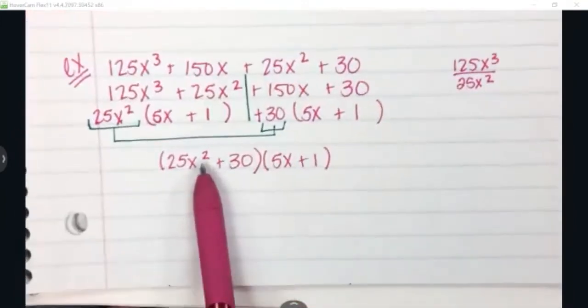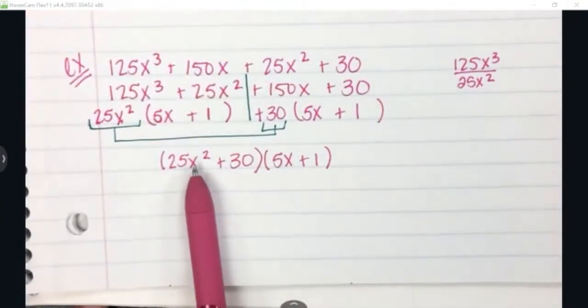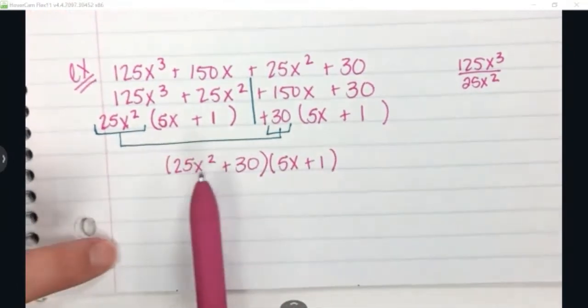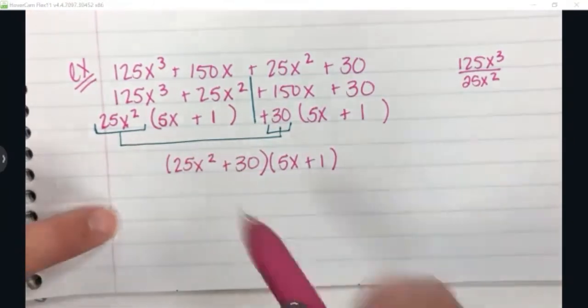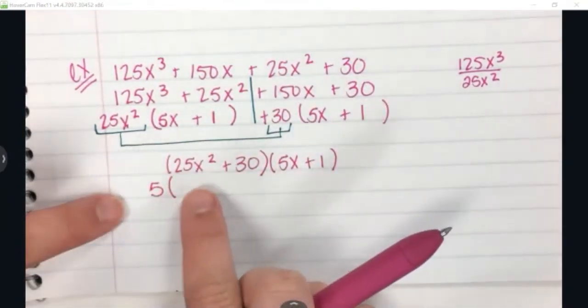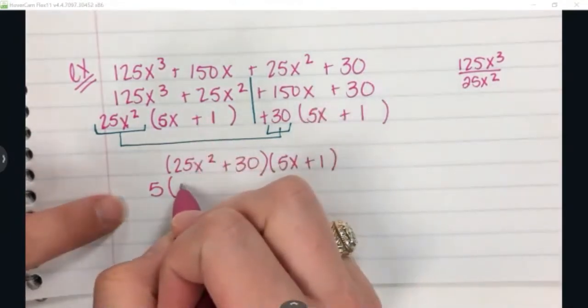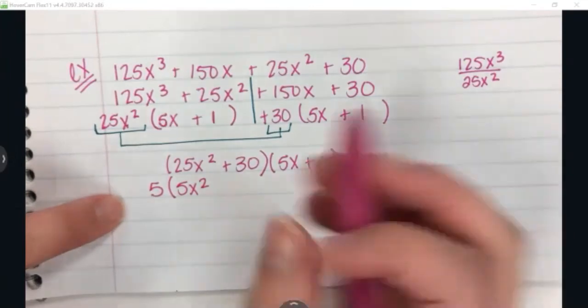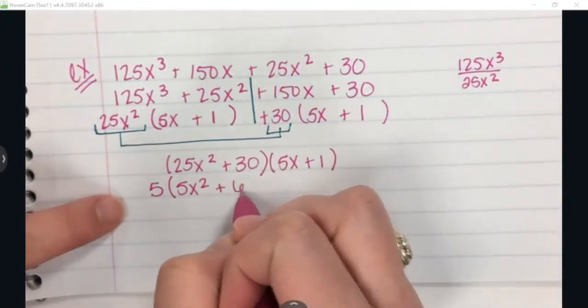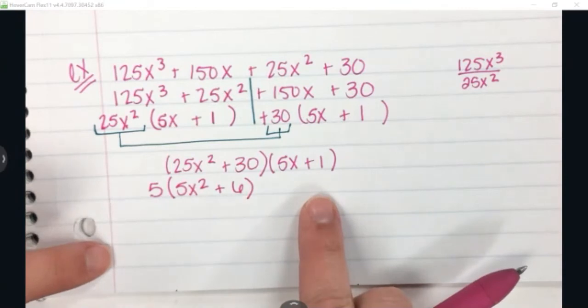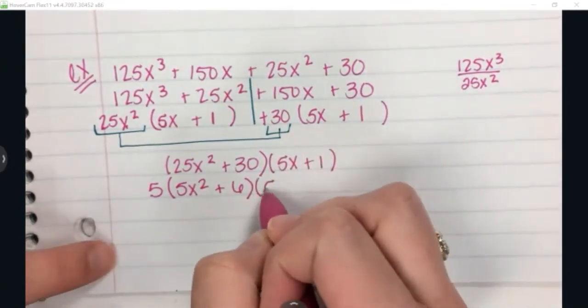Which one of these parentheses has a GCF? The first one or the second one? The first one. What can I divide both of these by? So I have to take that out. So what is 25x squared divided by 5? 5x squared. What is 30 divided by 5? 6. Does the second parentheses have a GCF? Nope, then it's safe. 5x plus 1.